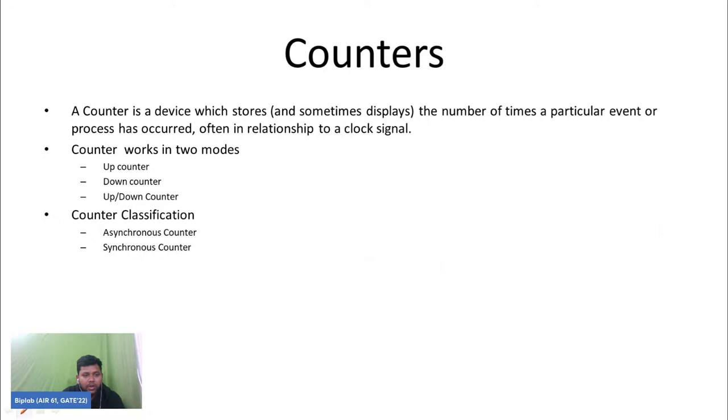Now coming to counters. What are counters? A counter is a device which stores the number of times a particular event or process has occurred, often in relationship to a clock signal. So it can operate in three modes: up counter, down counter, or up-down counter. And we have two types of counter, asynchronous and synchronous. Let us go one by one, then we will be more clear about what a counter is.